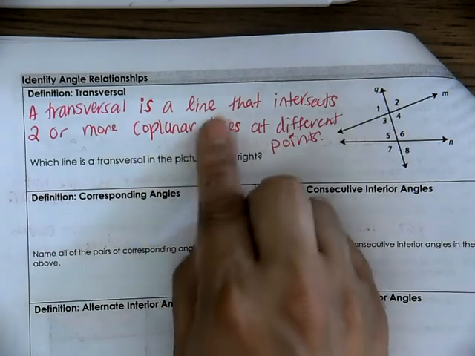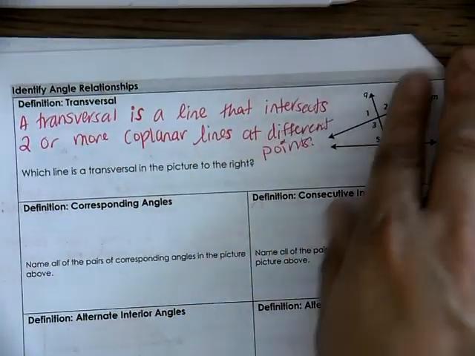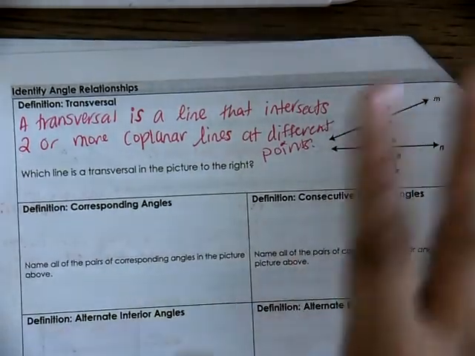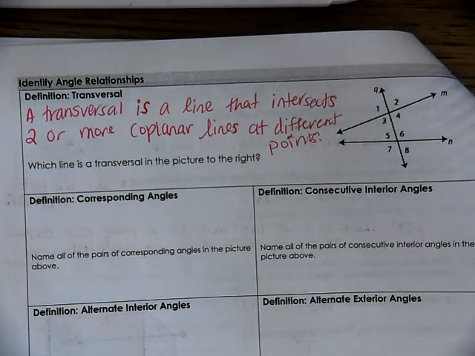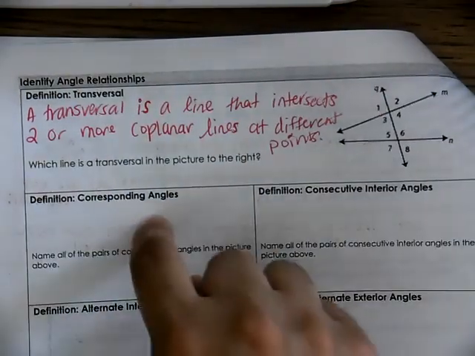You don't have to worry too much about this word coplanar, though, with this definition, because usually we will provide the diagram for you, and all you're going to do is try to figure out what angle is what. So the hardest part of this is making sure you can identify which angle fits into which category.